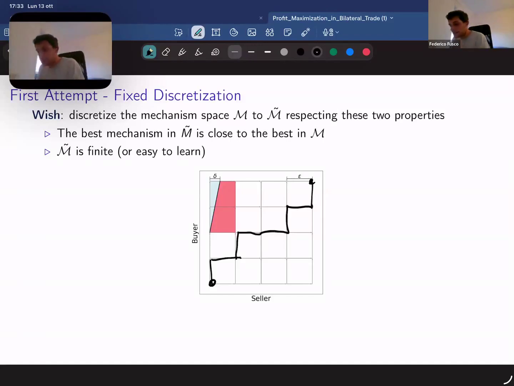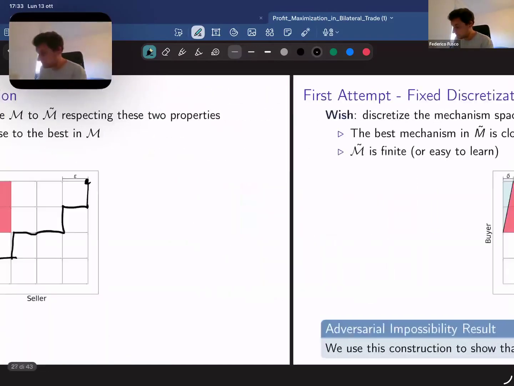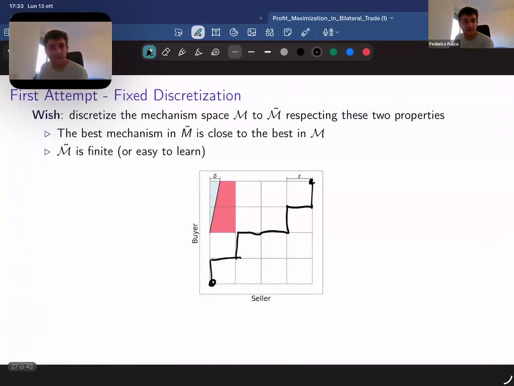And actually, the example is fairly simple. You just set a delta that is smaller than the precision of your grid, and then you consider the uniform distribution in this segment.